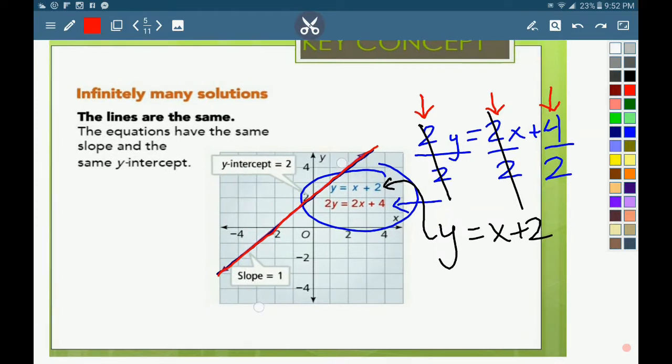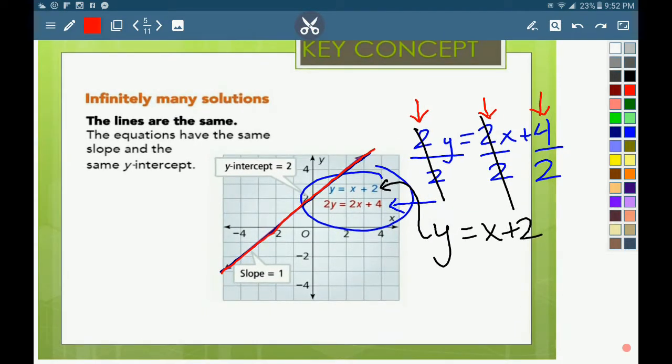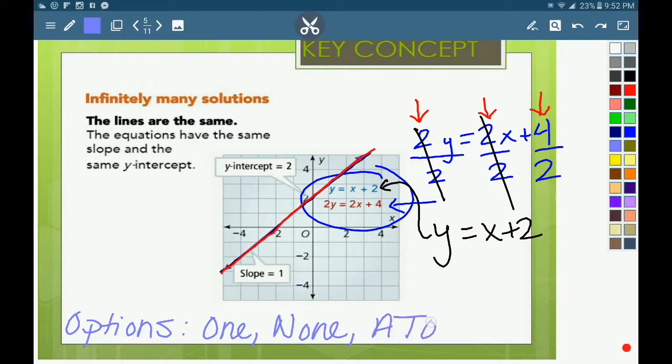So 3 different situations here. And an easy way to remember the 3 different situations is, okay, so I'm going to write options. 1, none, or a ton. Okay, that's an easy way to remember what your 3 options are. There's either 1 solution, no solutions, or infinitely many. 1, none, or a ton.